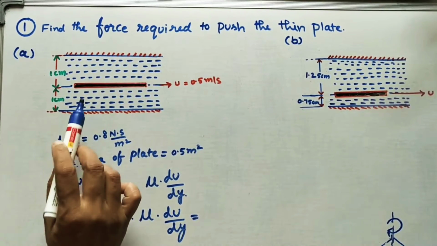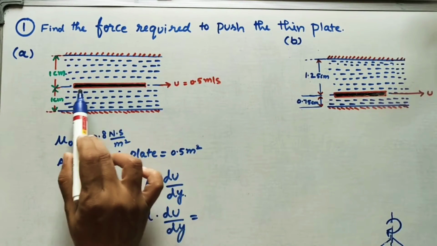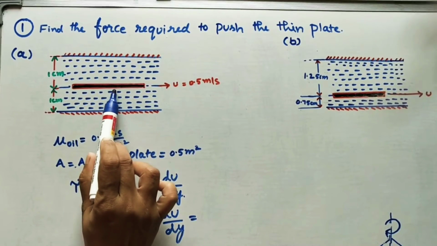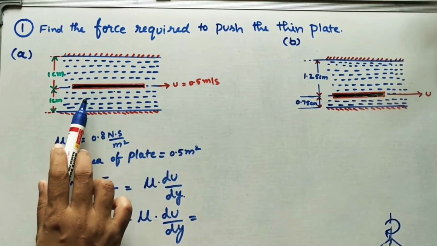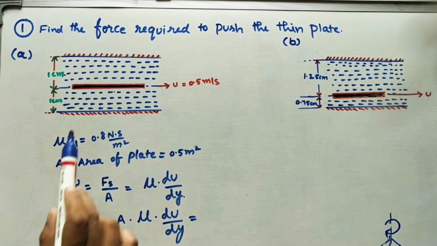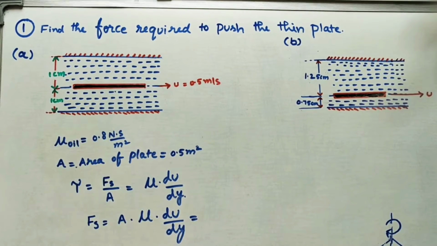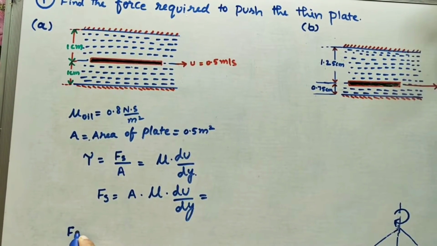Here if you observe, on this side of the plate there is oil, and on this side of the plate there is also oil. So one shear force here, one shear force on this side. So for the total we have to add Fs1 plus Fs2. Fs1 is the shear force on this surface, Fs2 is the shear force on this surface. Two shear forces will come. We have to take this formula. I am writing here Fs1 plus Fs2.